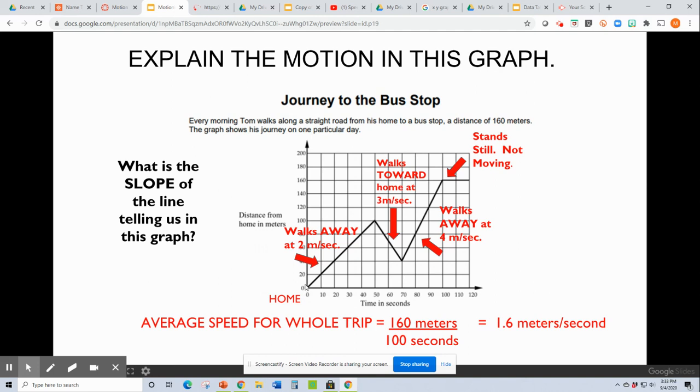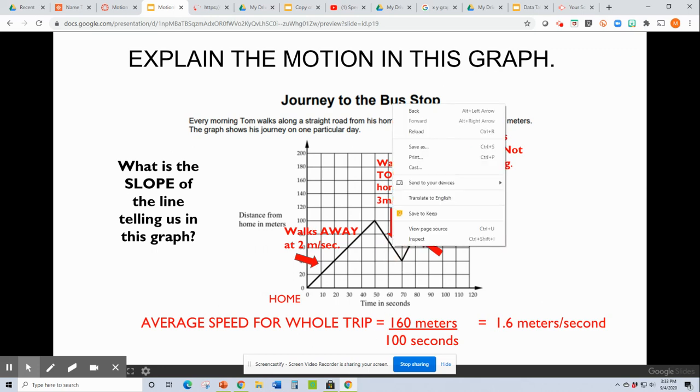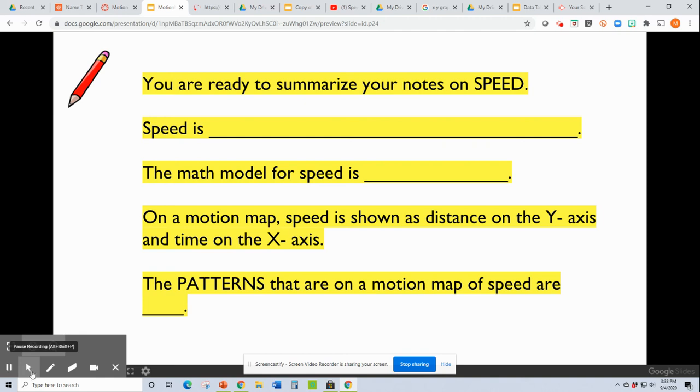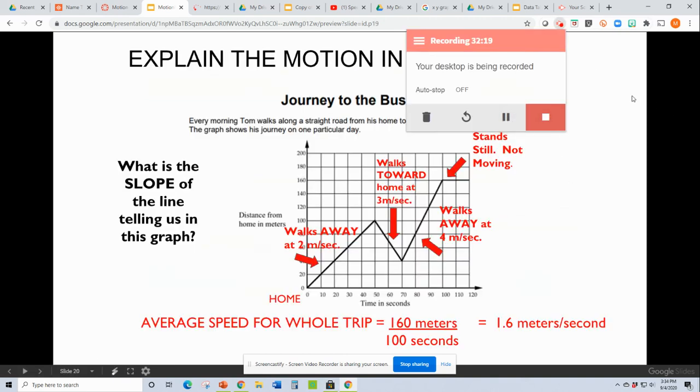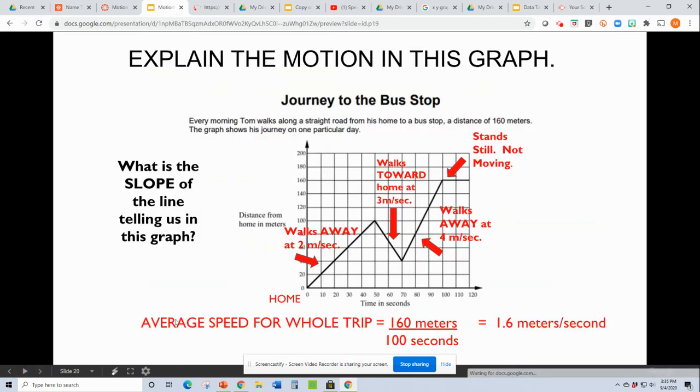And how long did it take to go from here to here? Took 50 seconds. And 100 divided by 50 is 2. And that's how I got the 2 meters per second. So I can actually look at this constant rate of 2 meters per second there, constant rate back toward the house at 3 meters per second. Oops, sorry. Uh-oh, too bad. Sorry. There we go. And so this makes sense to me from here to here, walking away at a constant speed of 4 meters per second.